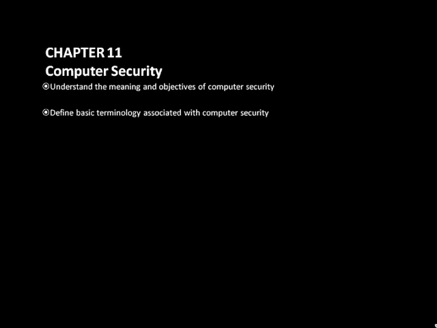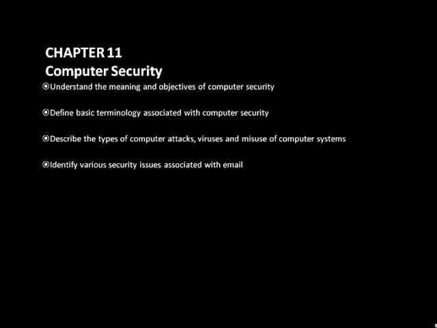This chapter presents the basic concepts of computer security. The objective of computer security is to protect a computer system's valuable resources such as information, hardware, and software. Security relies on confidentiality, integrity, and authorization or availability.